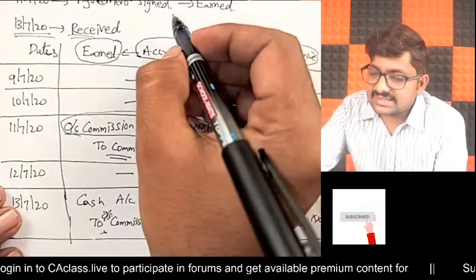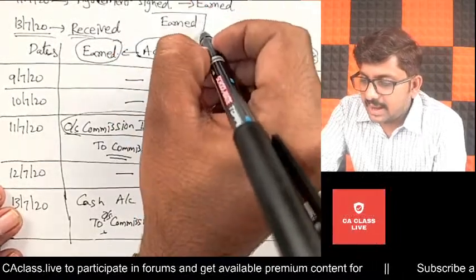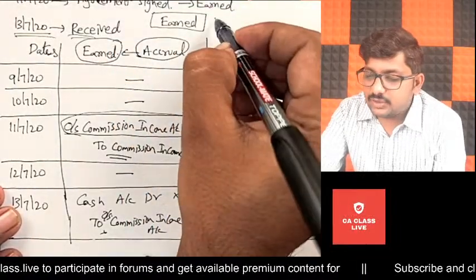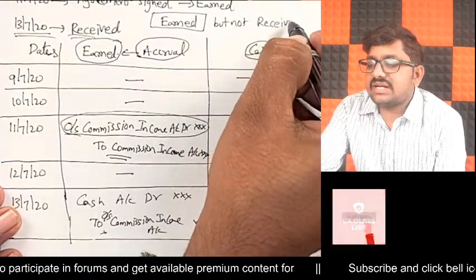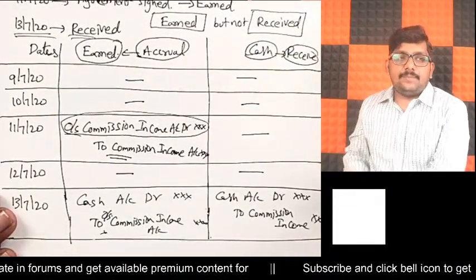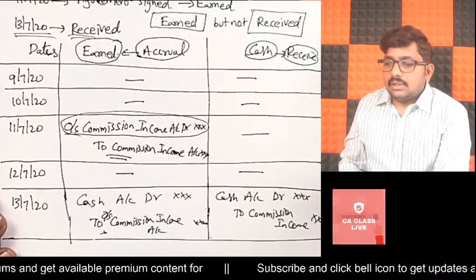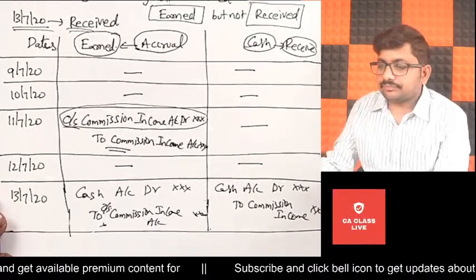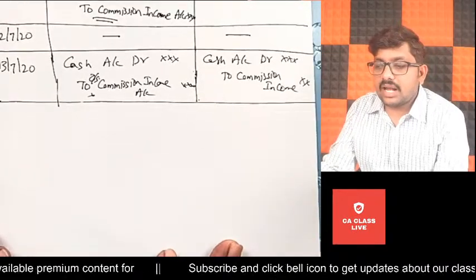This is the example for what? Earned. You have first earned, but on the day you have earned, did you receive? No, sir, not received. It means you are receiving it later. Earned but not received. This is the example. Next, let me take the last example for the day, my dear friends.